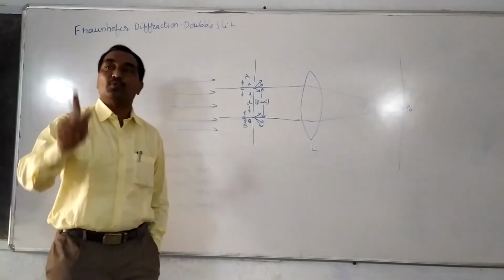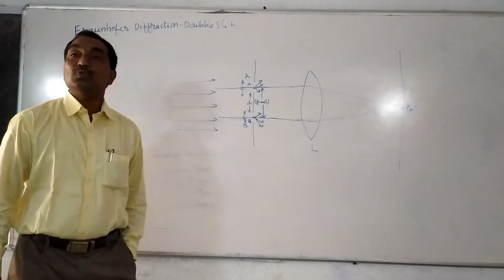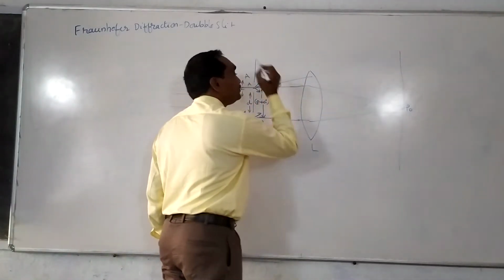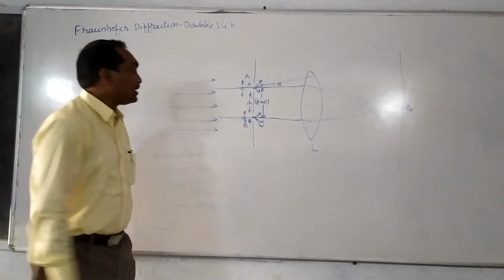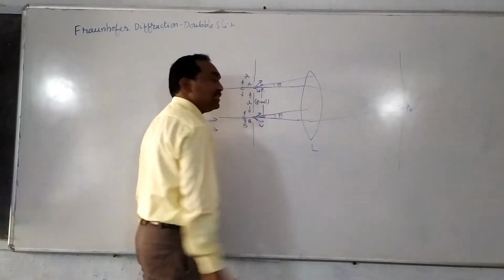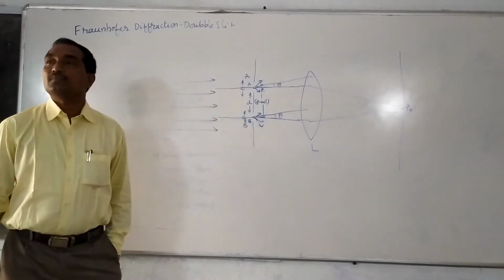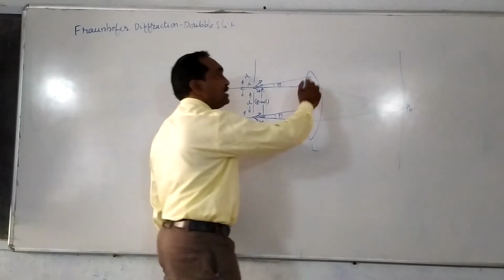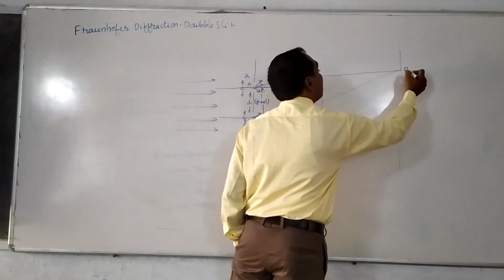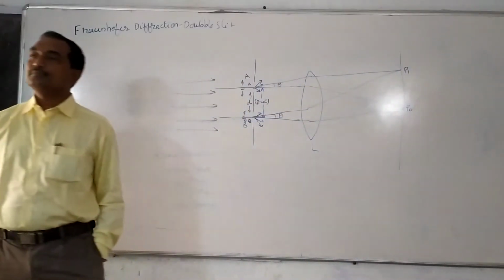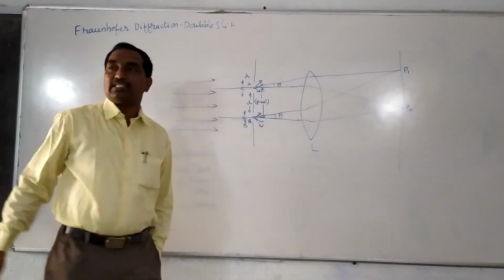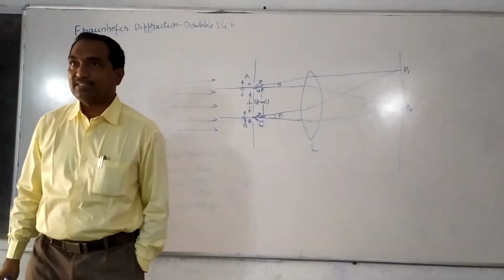Now we have to consider only one ray whose diffraction angle is theta, which will move along this direction. And from slit B also, one ray is diffracted at an angle theta. These two diffracted rays will be concentrated on the screen at point P1. Now our aim is, what is the intensity at P1? Is it a bright fringe or a dark fringe?